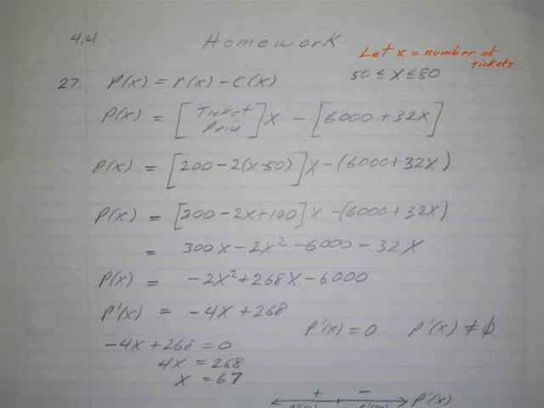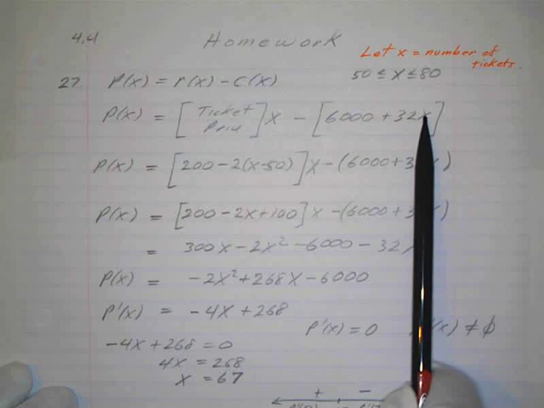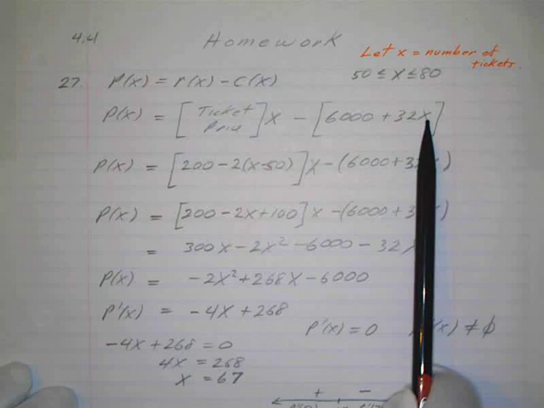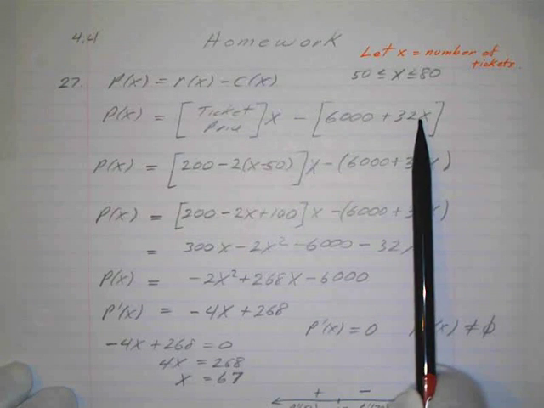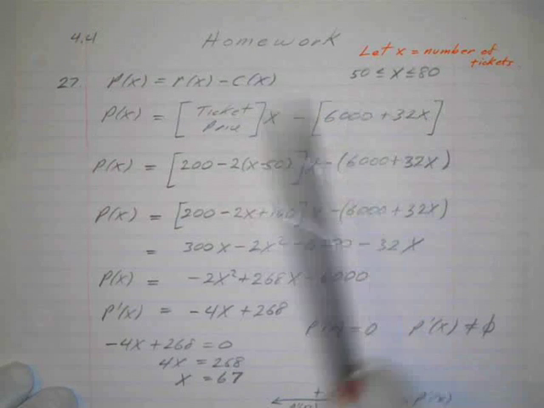Okay, now what's my cost? Well, they gave you the cost. The cost is actually $6,000 to get everything going. That's my basic fixed cost plus $32 per person or per ticket. So if I have 2 tickets, it would be $6,000 plus $64. If I had three tickets or 3 people, it'd be $6,000 plus 3 times 32 or $96. So $6,096. So this is how we kind of work that out.